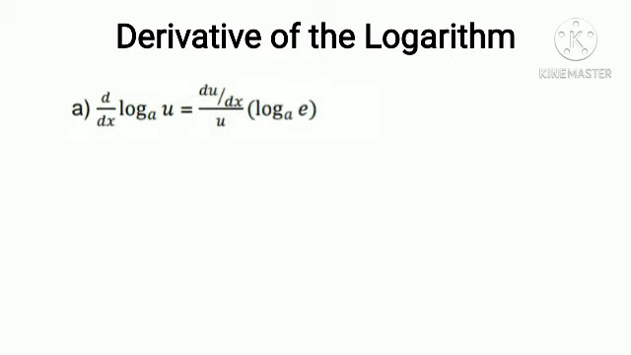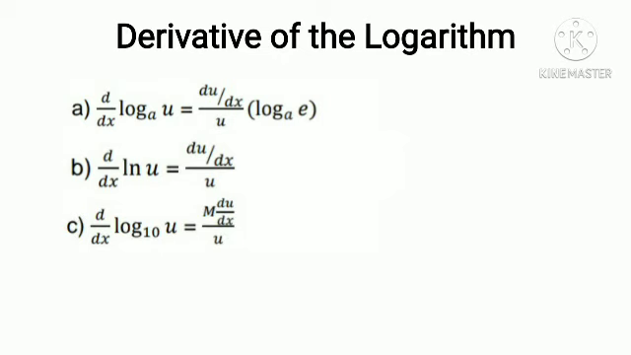And now, I'm going to show you the derivative of the logarithm. A. The derivative of log sub a u equals du over dx over u times log sub a e. B. The derivative of ln u equals du over dx over u. C. The derivative of log sub 10 u equals m du over dx over u. Note that m is used to denote log sub 10 e.